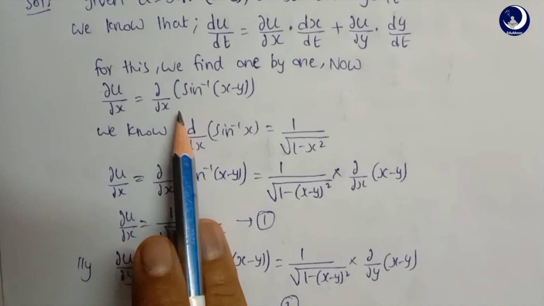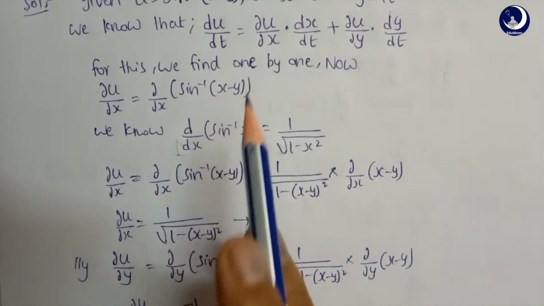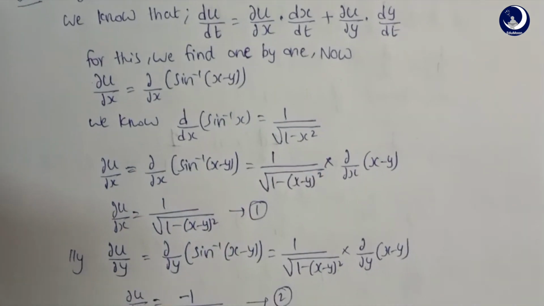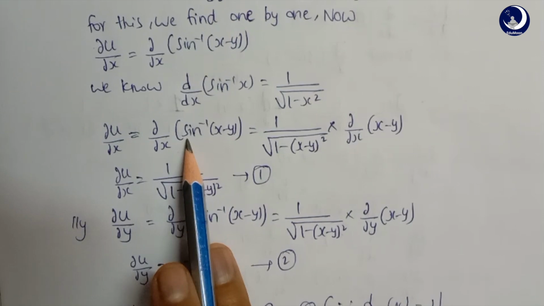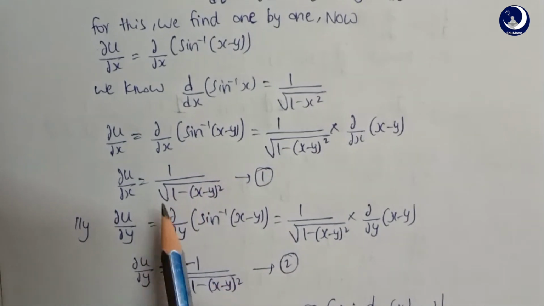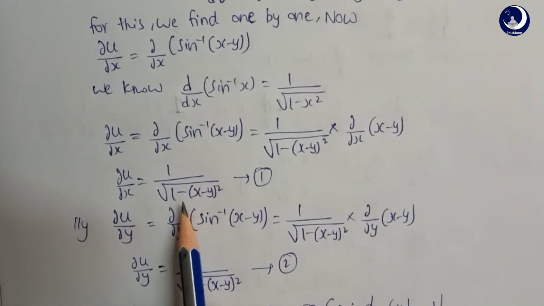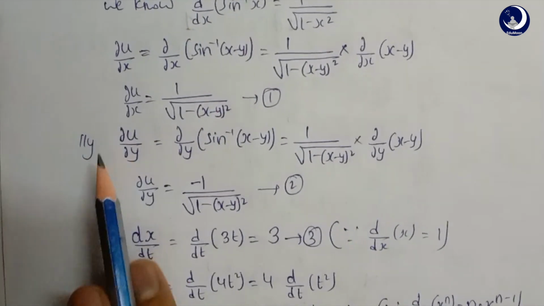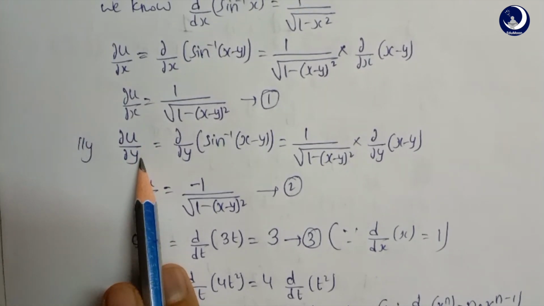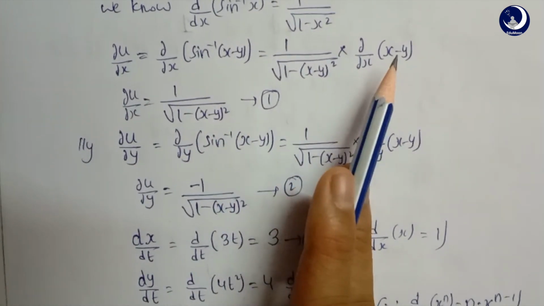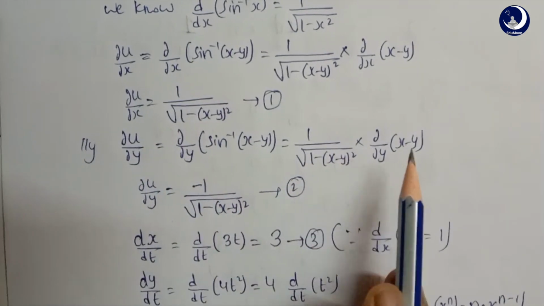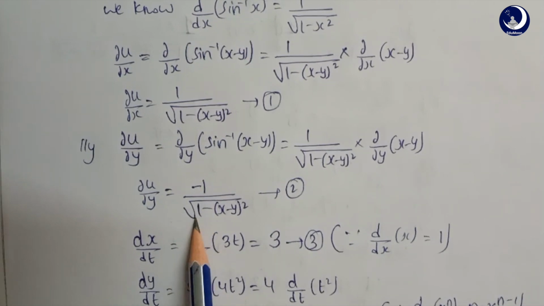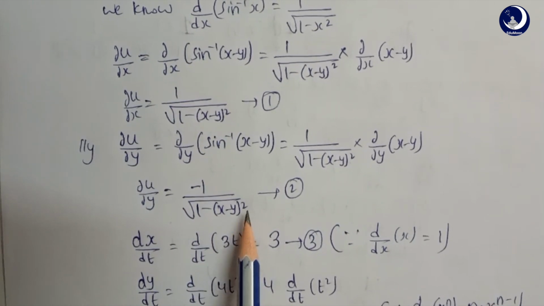Dou u by dou x means dou by dou x of sin inverse of (x minus y). We already know d by dx of sin inverse x equals 1 by root over 1 minus x square. By solving this we get dou u by dou x equal to 1 by root over 1 minus (x minus y) whole square. Similarly for dou u by dou y, we differentiate with y, and we get dou u by dou y equal to minus 1 by root over 1 minus (x minus y) whole square.